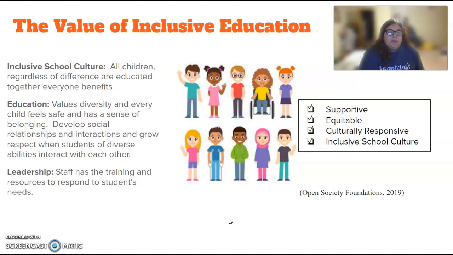Then we had the value of an inclusive education. An inclusive school culture is all students learn regardless of differences and they're educated together. And when we do this, everyone benefits. Your education values diversity, and every child feels safe and a sense of belonging. You're going to develop social relationships and interactions and grow respect with students of diverse abilities when they interact with each other. And the leadership with this is that staff has to have the training and resources to respond to each of the students' needs. And I thought this article talked about being supportive, equitable, culturally responsive, and an inclusive school culture.